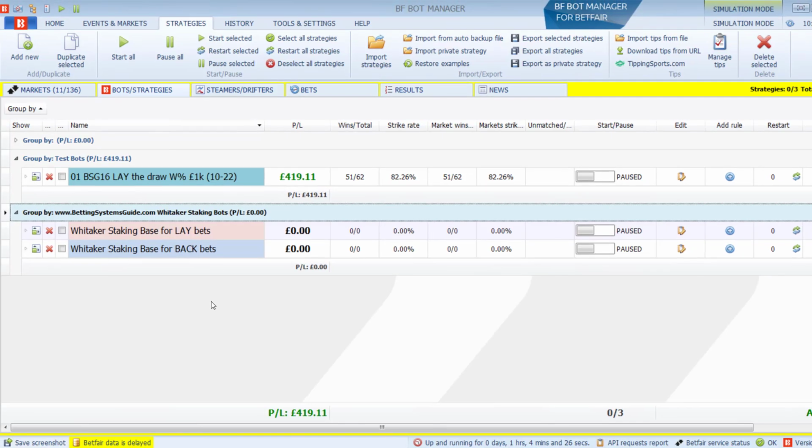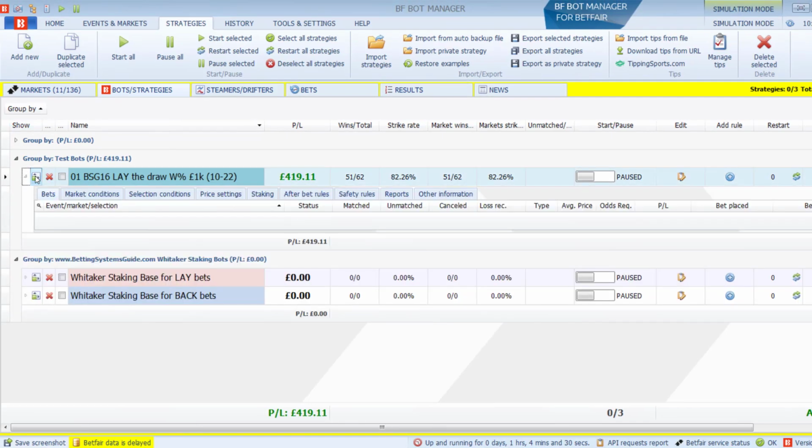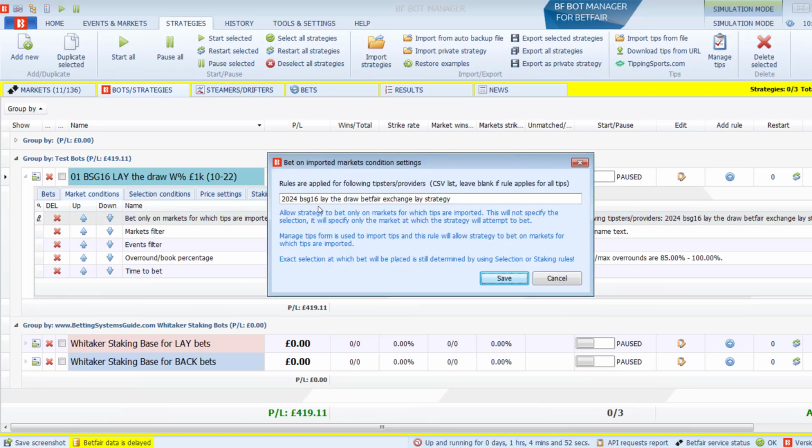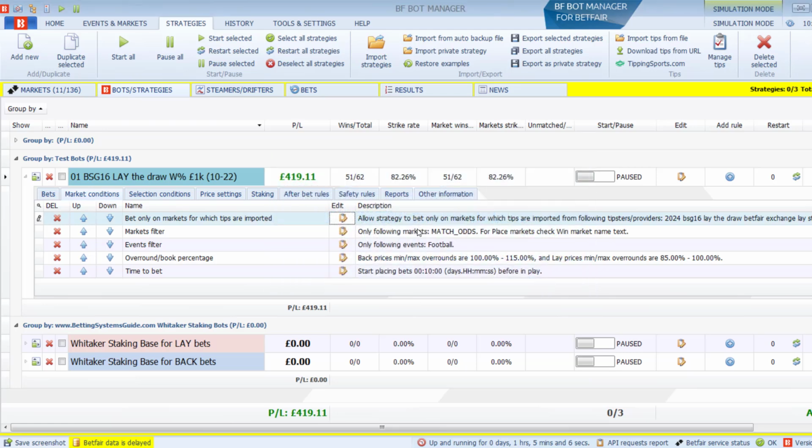And I took those picks and I get them sent to the BFBot Manager automated betting software. The way I set this up is that in the market conditions area, I use the rule bet only on markets for which tips are imported. And the name of my strategy is this really long one. That's the name of the strategy from Betaminic. And so when there are tips for a market from that strategy, then this bot will be allowed to bet on that.